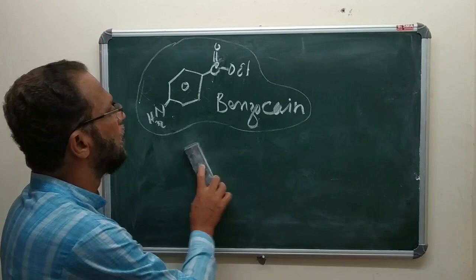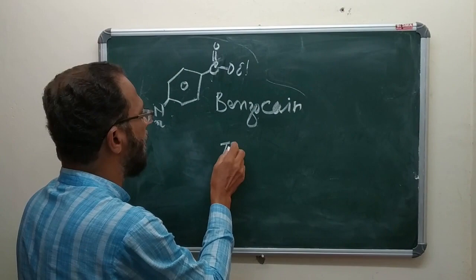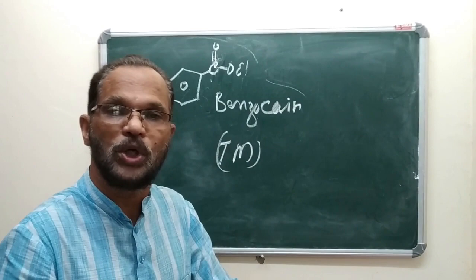So, this is the molecule to be synthesized. And in retrosynthesis, this is written as what is called a target molecule, TM. Target molecule means the molecule to be synthesized.